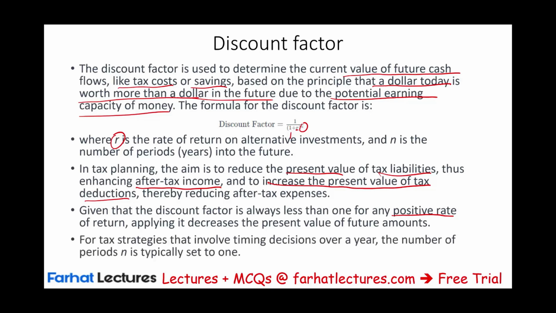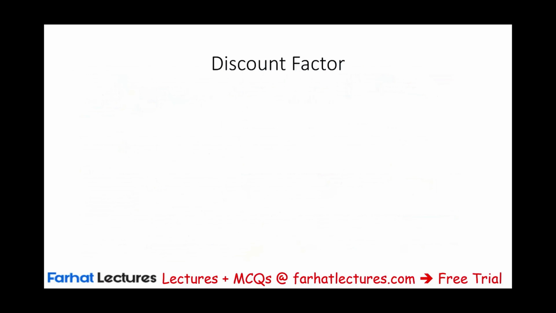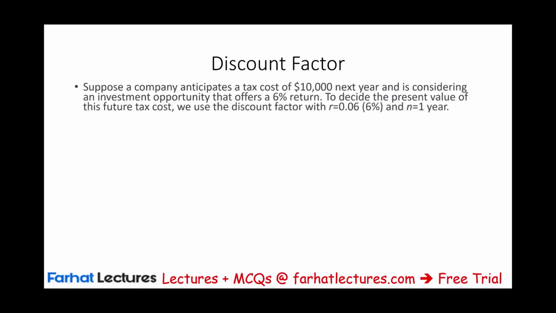So for tax strategies, this involves a timing decision over a year. The number of periods n is typically set to 1. Now, it could be more than 1. If you want to find the factor for more than 1 period, you raise it to 2. Again, most likely you will not have to do so, but it's very important to understand how the discount factor works. Let's work a quick example.